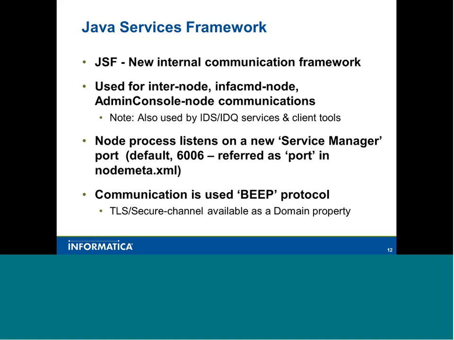Now, communication itself uses the Beep protocol, which is an open framework built over the Java Services Framework. This Beep protocol is used for communicating between the nodes or for any service request. We also have enhanced support for a secure channel in the domain property, which is called TLS, meaning the communication can all be encrypted at the OS level. So this is called TLS as a property. You should be able to set it to true or false.